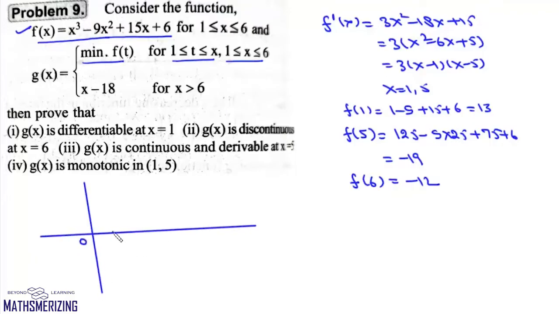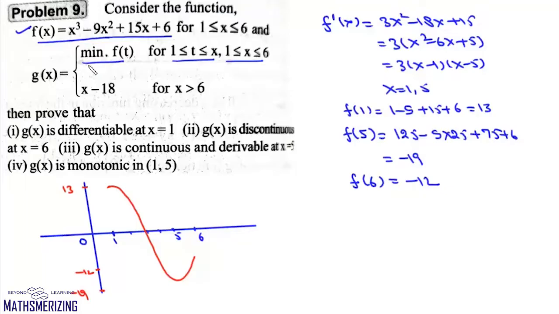Now if we draw an approximate graph, this is 0, this is 1, 5, and this is 6. There is a maxima at 1, at 13, minima at 5, at minus 19, and the value at 6 is minus 12. So if we draw this graph, there's the approximate graph of this function f(x) between 1 and 6.